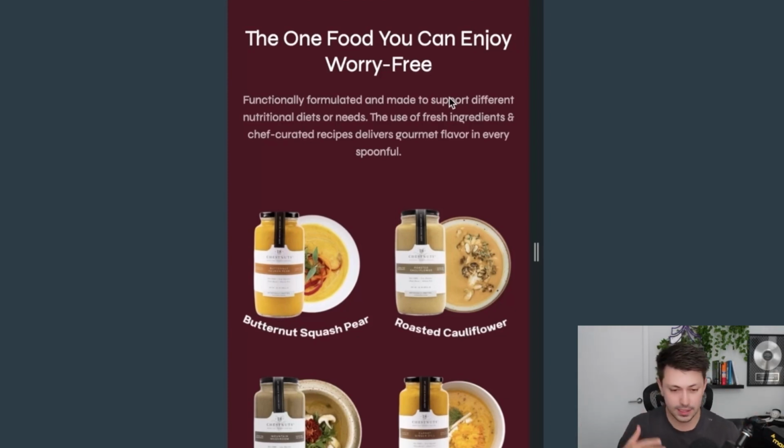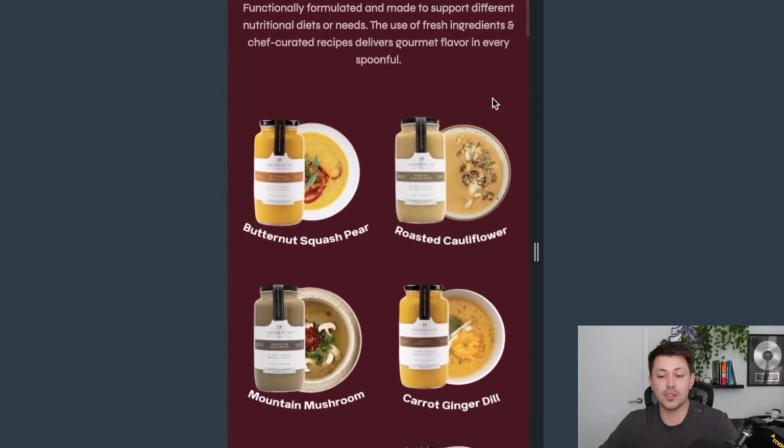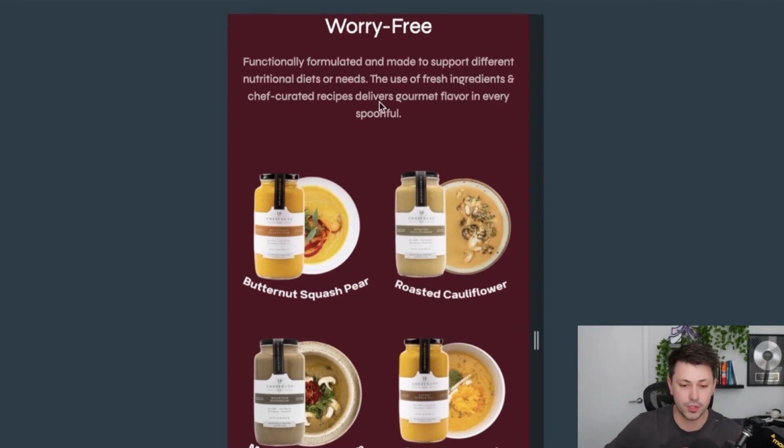So for example, with this type of customer that has digestive issues, whenever they eat something, they're constantly worried about this stuff. And so when you come out and claim that this is the one food you can enjoy worry-free, it again is going to build more relatability. Like, okay, yeah, I'm always worried when I eat, so I guess this is a meal to help me, right? Functionally formulated and made to support different nutritional diets or needs.